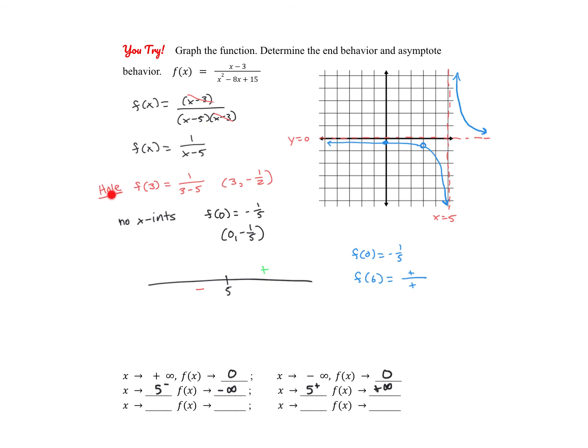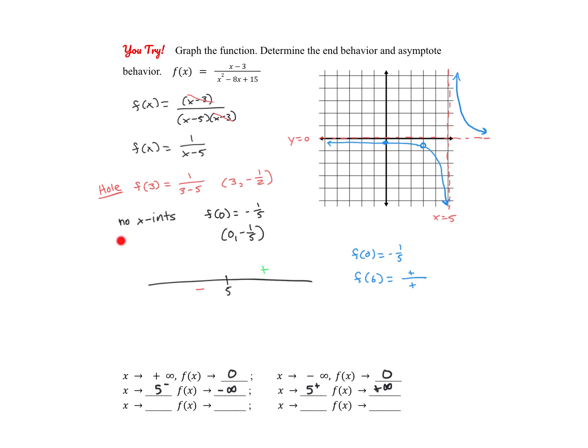But we do need to remember we have a hole at x equals 3. So we plug that in to figure out where our hole occurs. So we do have a hole at (3, -1/2). We have a vertical asymptote at x equals 5 because that's a domain restriction. The degree in the denominator is larger, so we have a horizontal asymptote at y equals 0.